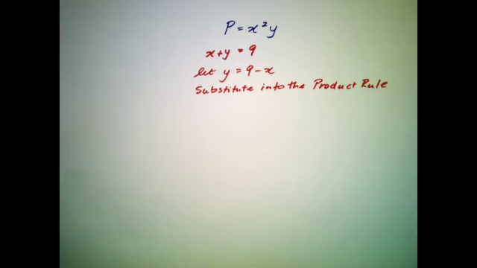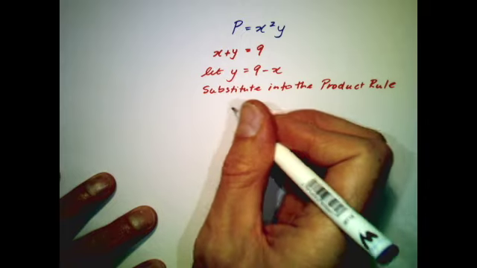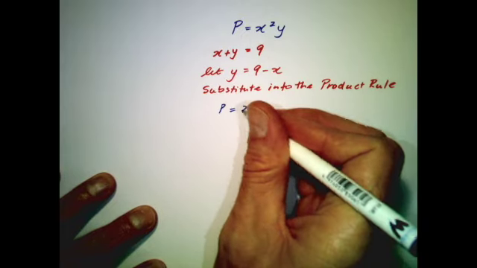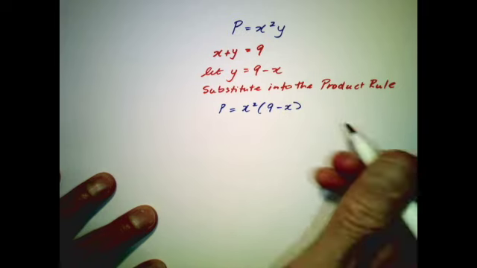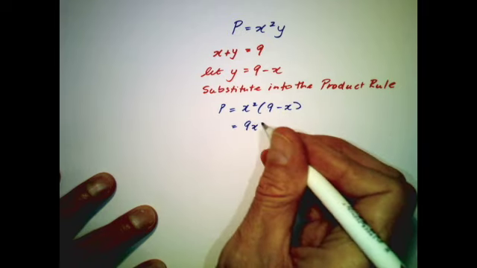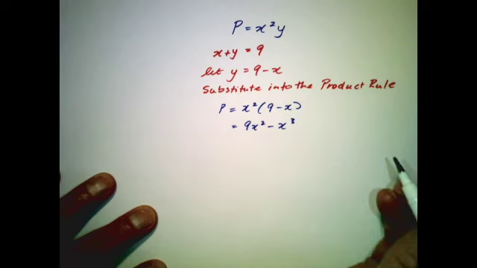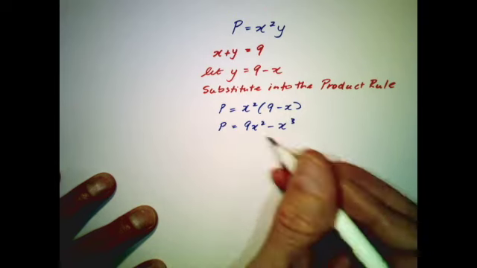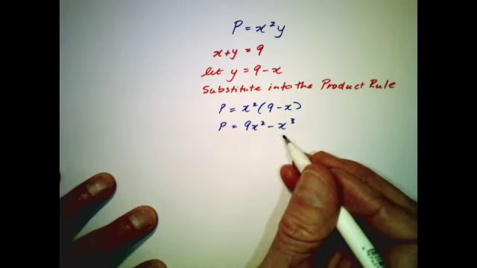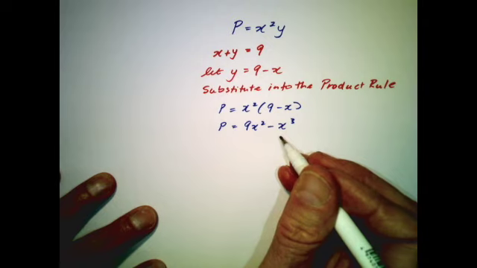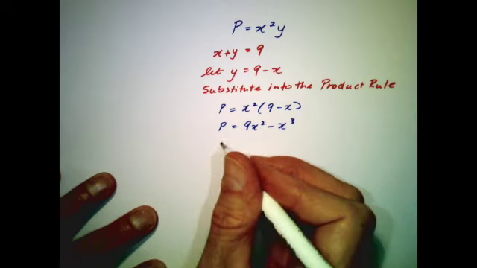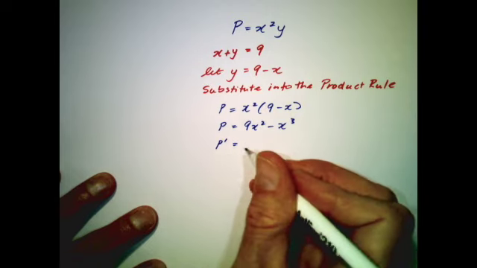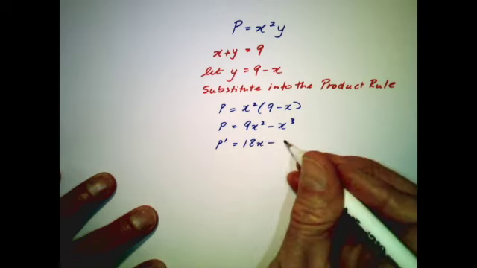So if we do that, what we'll find is the product becomes as follows. P is now equal to x squared multiplied by 9 minus x. We'll expand that to get 9x squared minus x cubed. So this is the value that we're trying to maximize. We're trying to find the value of x that gives us the highest value for the product. So let's differentiate this, and we get 18x minus 3x squared.